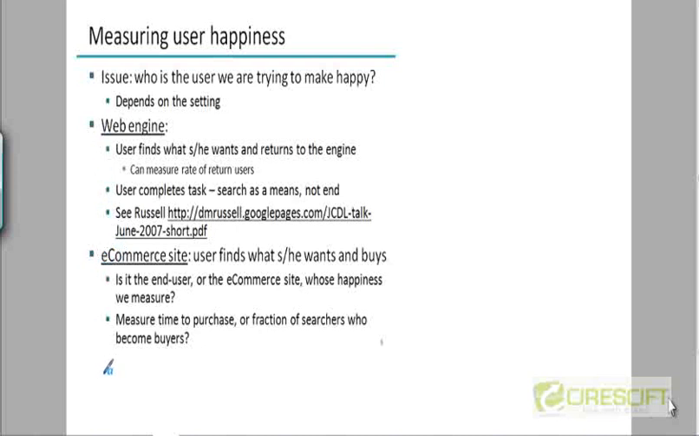In the context of an e-commerce site like Amazon or eBay, for example, we want to measure user happiness based on whether or not the user ended up buying a product on that site or not. Okay, and how much time it took for the user to purchase that item. The fraction of users who actually ended up performing a transaction on that site. So this is how user satisfaction would be measured in the context of an e-commerce site.